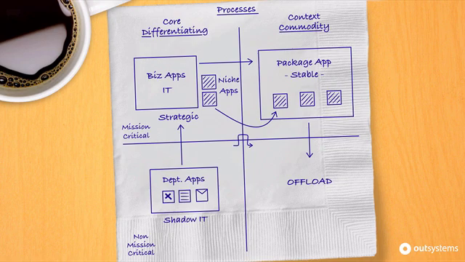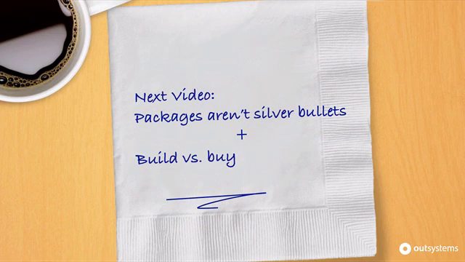Now that you have this framework, the core context model, to explain how business software evolves inside organizations, you can expand it to help your CEO or CFO understand what are the challenges faced by corporate IT. In my next video, I will explain why packages aren't a silver bullet, and I'll give you a framework to help you decide on what you should build versus what you should buy.